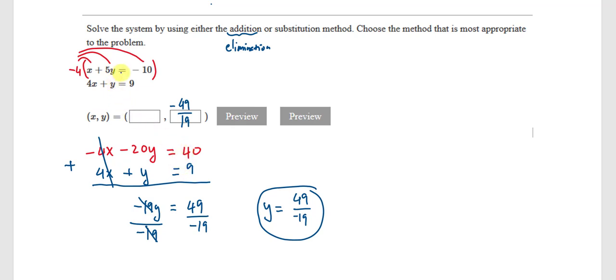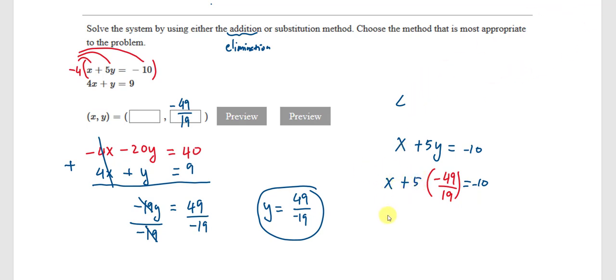So let's try to solve for x using maybe the first equation. So I just rewrite the first equation: x plus 5y equals minus 10. I know y, so I can plug in y here. So x plus 5, now instead of writing y, we know y is minus 49 over 19, and then equal minus 10. And then you have to solve for x.